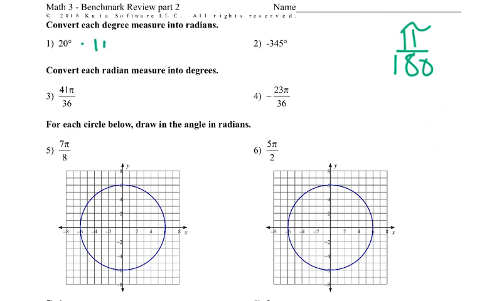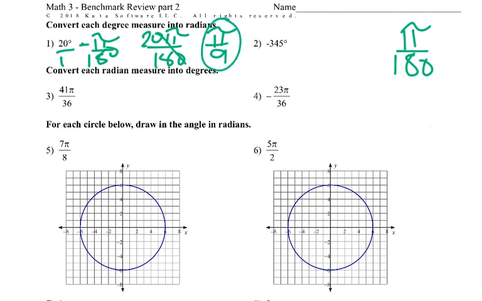So 20 times pi over 180, multiply across, we'd have 20 pi over 180, but we want to simplify. So we reduce 20 over 180. The zeros would cancel out. 2 over 18 would be 1 over 9, so we end up with pi over 9 as our answer. Number 2, same idea. Times by pi over 180.